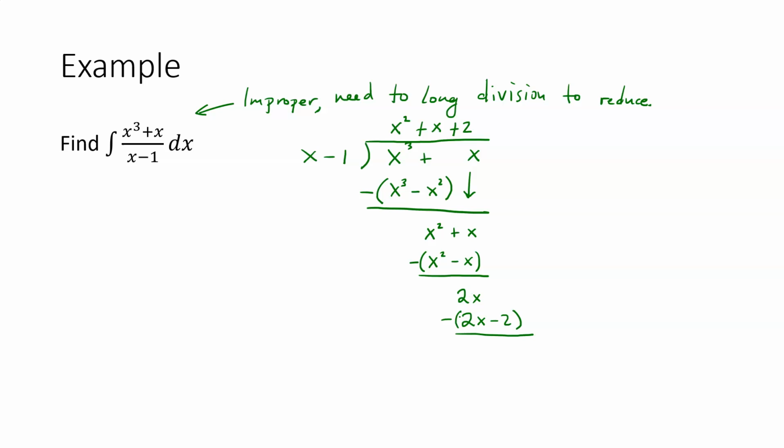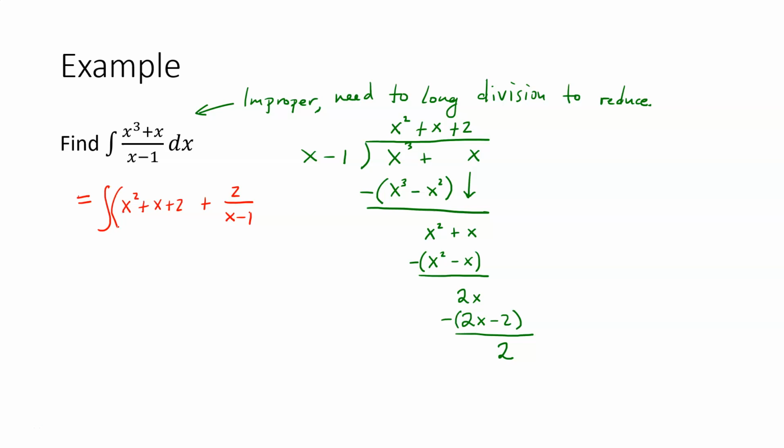And let's see, so then I'm left with 2x minus 2x is 0. And then minus negative 2 will be plus 2. And now I see that 2 is a lower degree than x minus 1, so that leaves me with my remainder of 2. And so what we've done here is we've rewritten x cubed plus x over x minus 1 as, here's our quotient, x squared plus x plus 2, and then plus the remainder, which was 2 over the divisor, which was x minus 1.